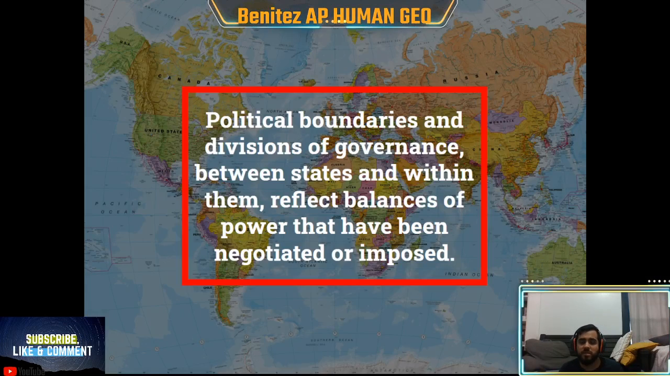Make sure you guys read this. This is the important main point that I need you guys to know. Many of the political boundaries that we have today were imposed on other countries.